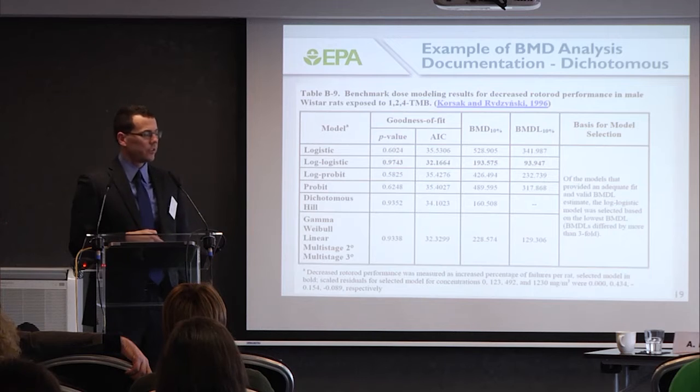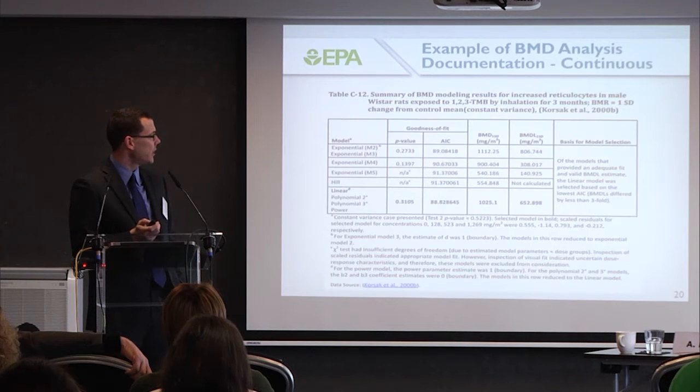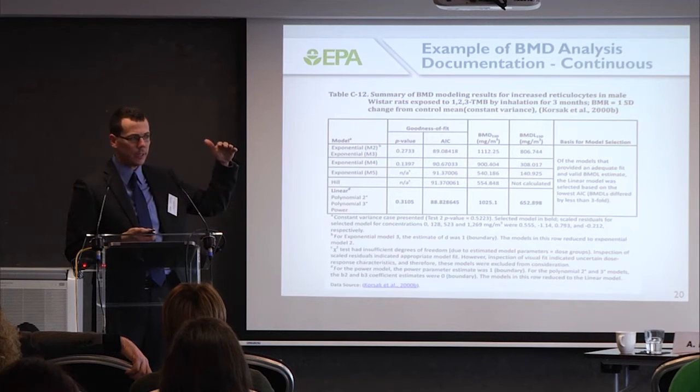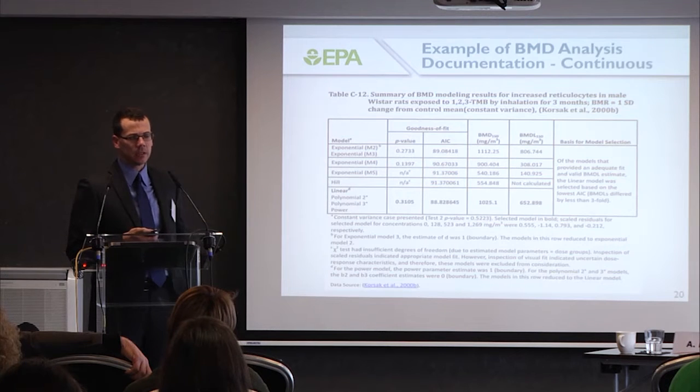Step 6 is just to document your analysis. This is an example of a summary table for dichotomous data and continuous data. We also have a template that we use for appendix material that will give the modeling results for all the models, and then the detailed output for the model that you ended up selecting.